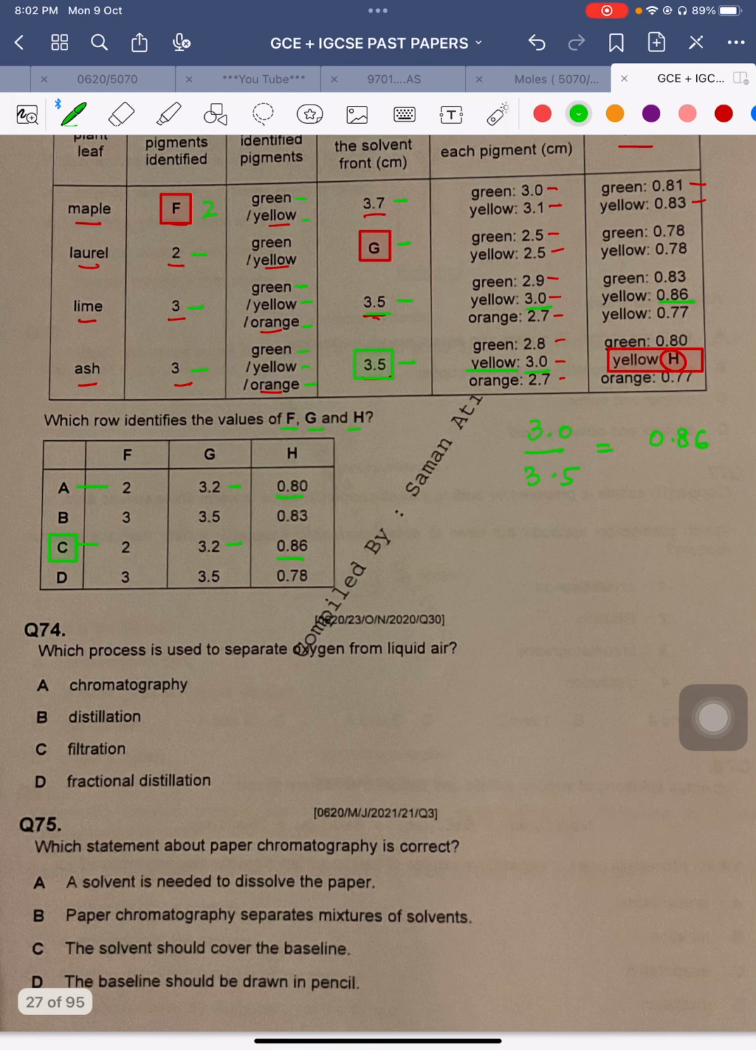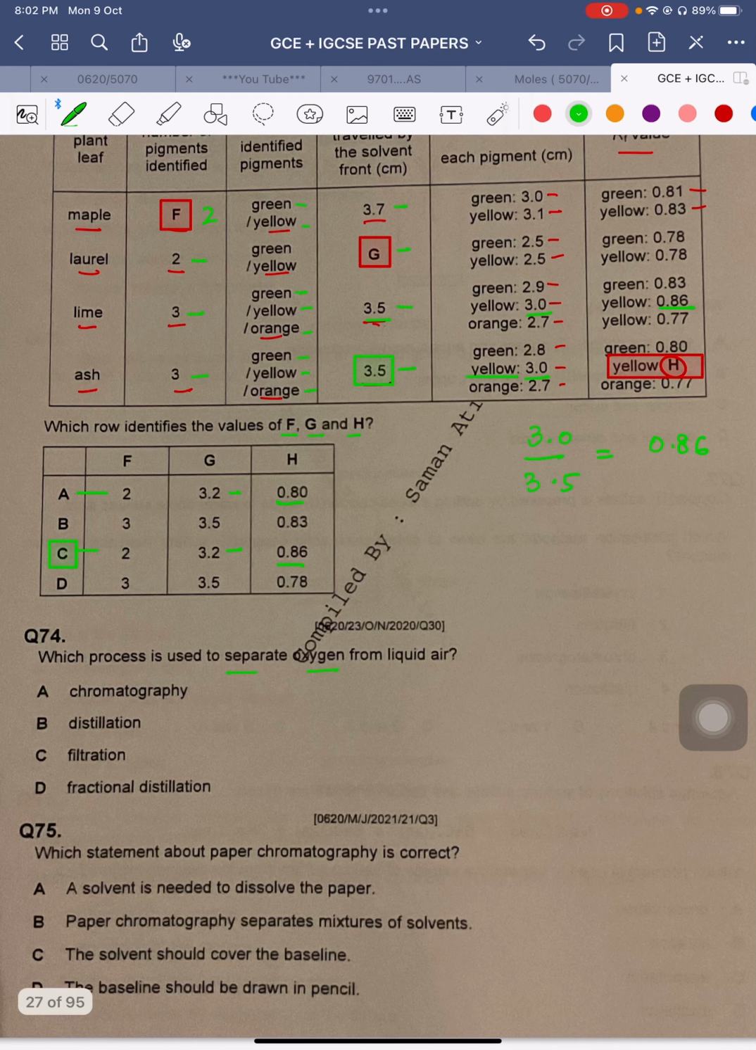Then, which process is used to separate oxygen from liquid air? I have told you very clearly while teaching the topic of fractional distillation that it has two industrial applications. One of them is to separate the fractions of air from each other, whereas the other is to separate the fractions of petroleum from each other. So fractional distillation is the correct answer.